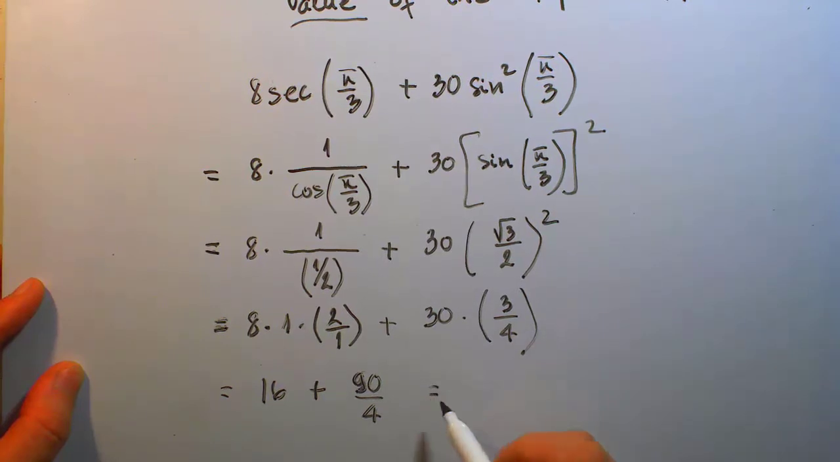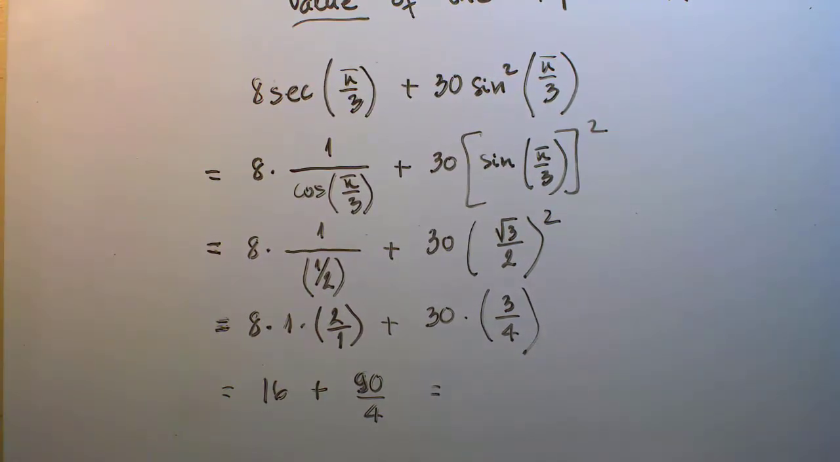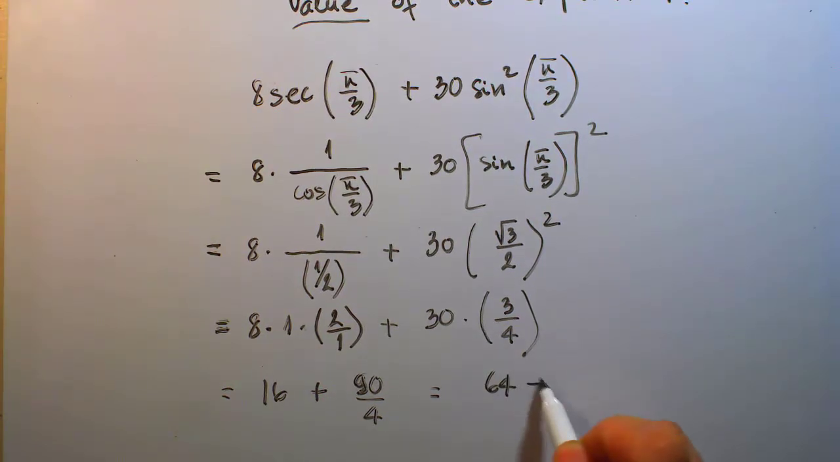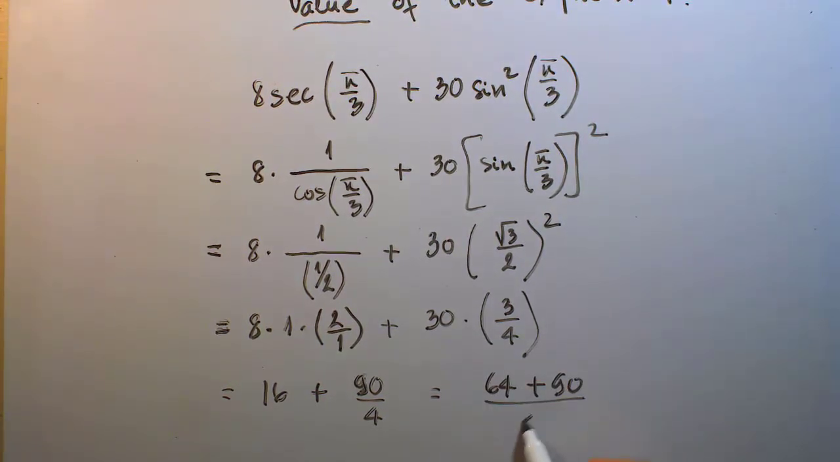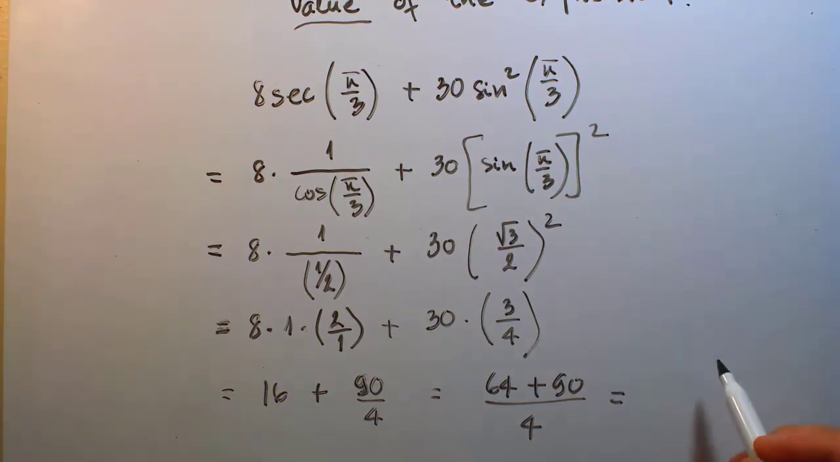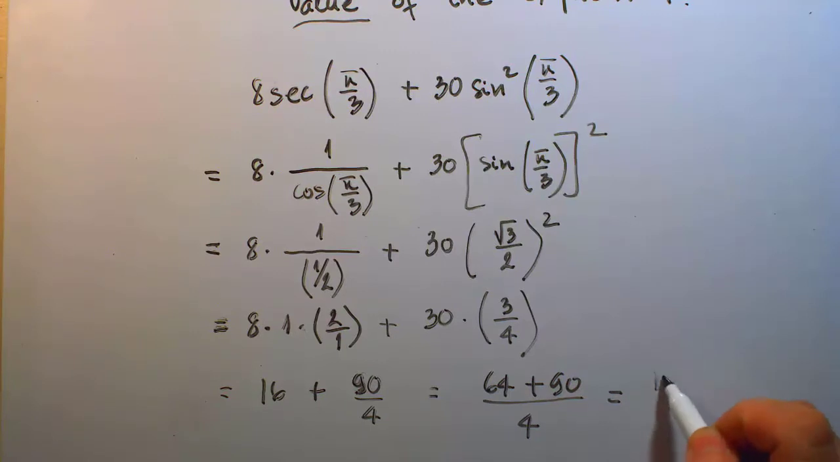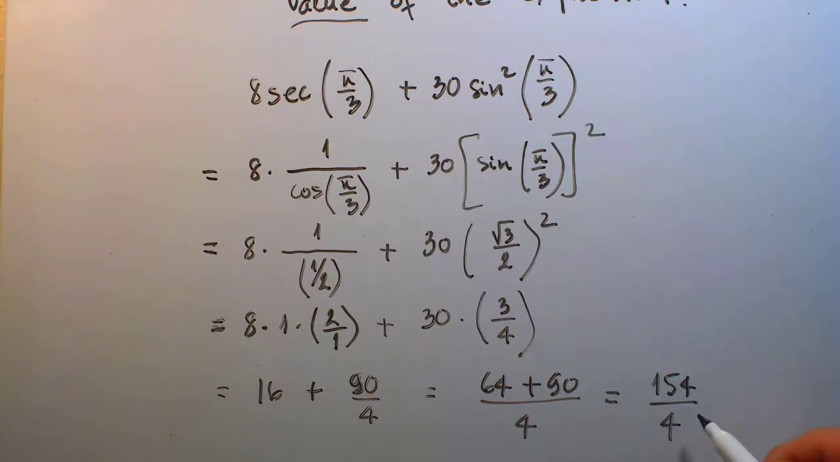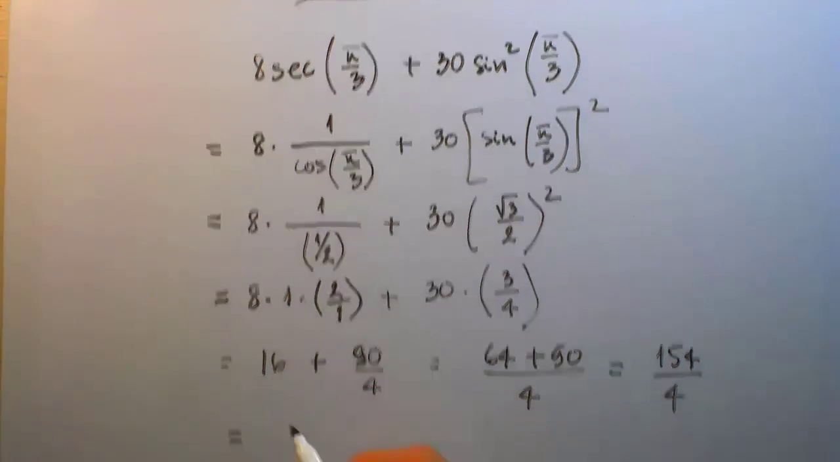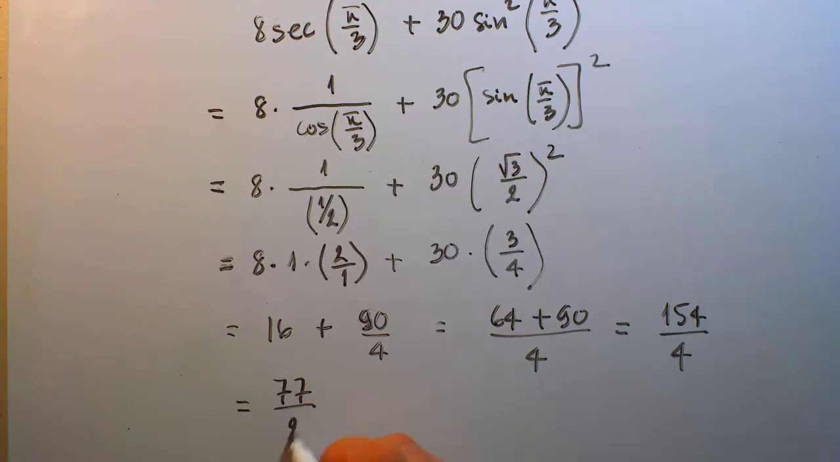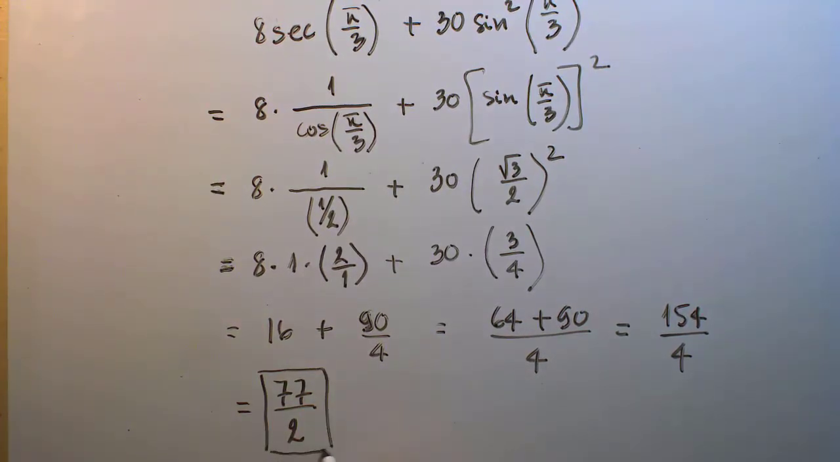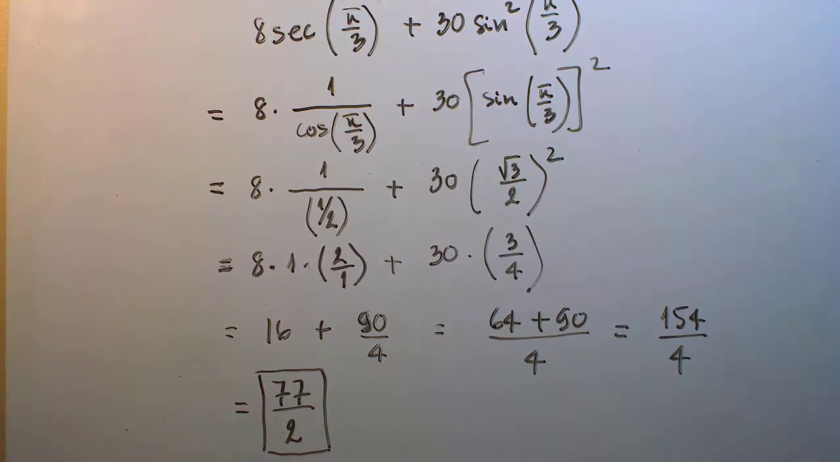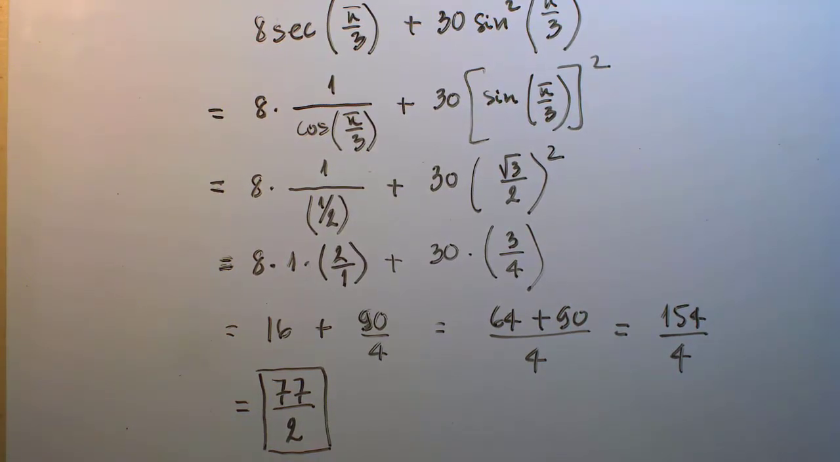We can make a common denominator to make 64 plus 90 over 4. The next step is 154 over 4, and we can reduce this down to 77 over 2. Like I said again, there's no need to write the final answer in decimal form, so leave it as either a fraction or reduced square root form. And this is how we got the exact value of the expression.